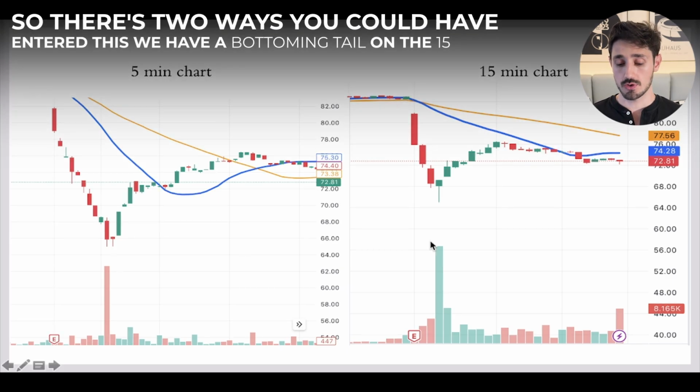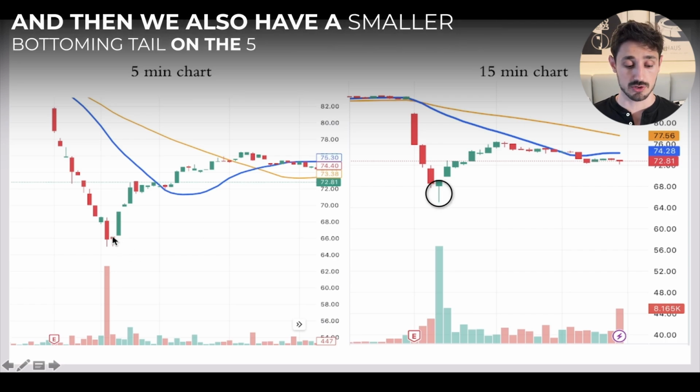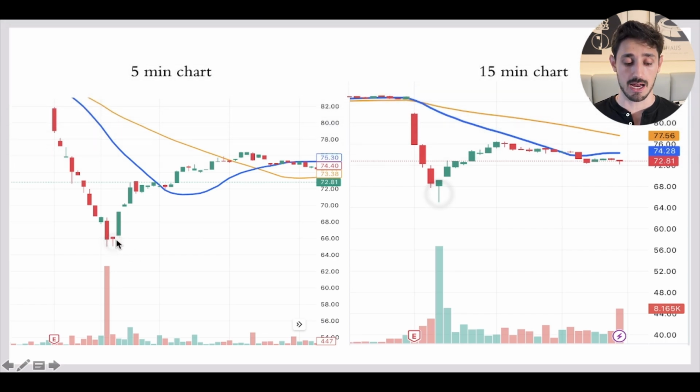So there's two ways you could have entered this. We have a bottoming tail on the 15, and then we also have a smaller bottoming tail on the 5. So in this case, it really depends how risky you want to be. If you want to be really aggressive and you're going for that home run play and you want a large reward to risk, then you would use this 5-minute time frame. You would place your entry above the highs of this entry bar. You would place your stop loss below the lows of this entire move, and you have a really tight stop.